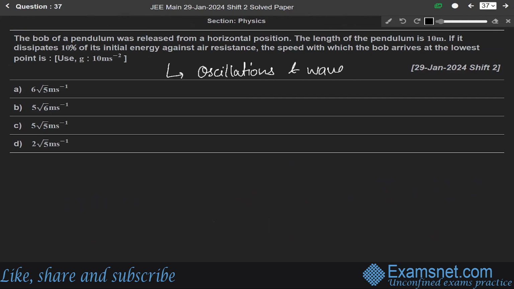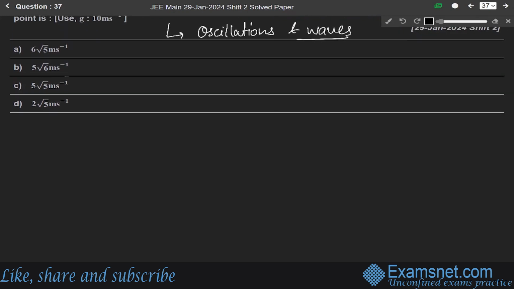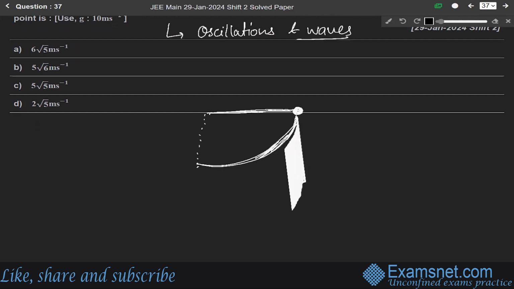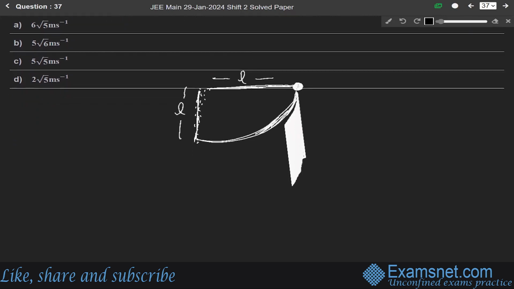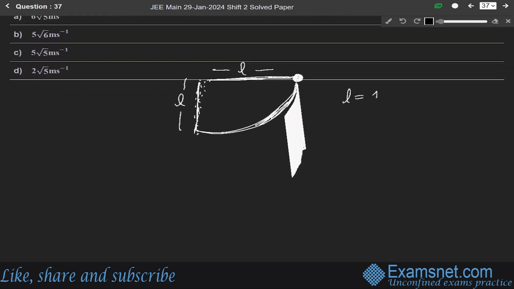Now, according to this question, there is a pendulum, and the bob is released from the horizontal position. Let us say the bob is released from this and it is doing this type of motion. At first, initially it is in horizontal position and now it is at this point. Its length is given as L, length is L, 10 meter.